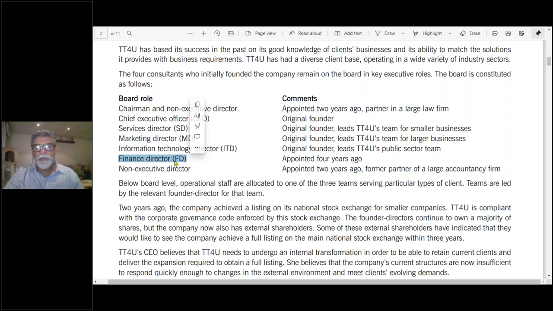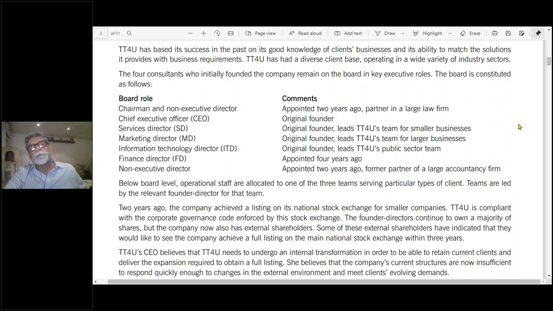Then there's a finance director appointed 4 years ago. Is he executive or non-executive? I think it's executive because otherwise it would have been mentioned. And there is one non-executive director. So there are two non-executives, okay? And this guy was appointed 2 years ago, a former partner of a large accountancy firm. Below the board level, operational staff are allocated to one of the three teams serving particular types of clients. Teams are led by the relevant founder director of the team.